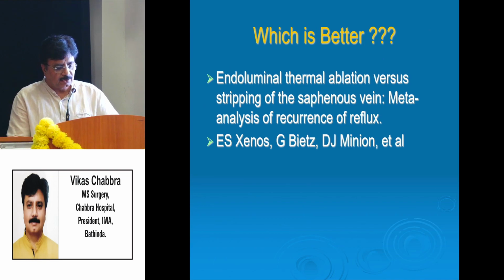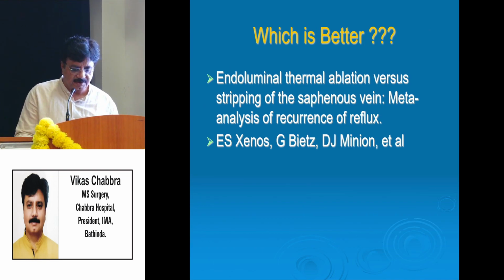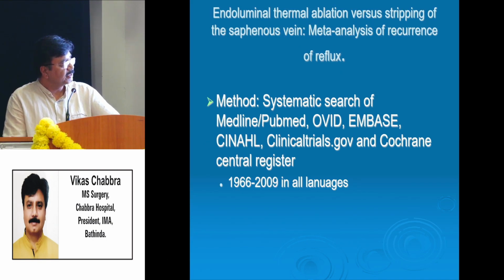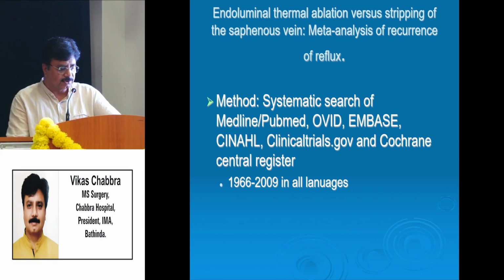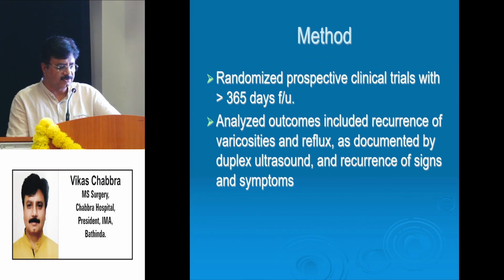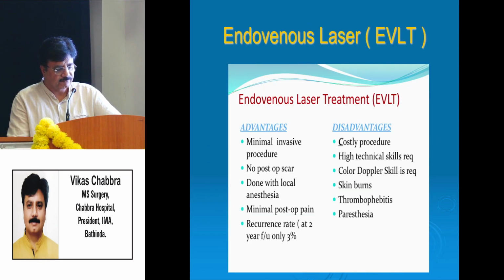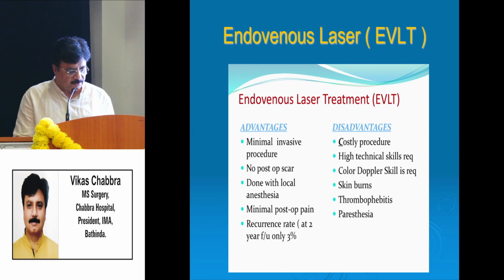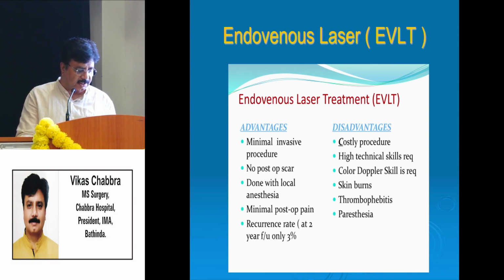Which is better, endoluminal thermal ablation or stripping of the saphenous vein? Both have equal results, but with EVLT you can go to your work in 3-4 days. It is considered to be better, and it is a non-invasive procedure. Here is a comparison, and the advantages and disadvantages of EVLT. EVLT is a minimally invasive procedure, with no post-op scar, done under local anesthesia, with minimal post-operative pain, and a recurrence rate of less than 3% at 2 years. At our center, it is less than 1%.